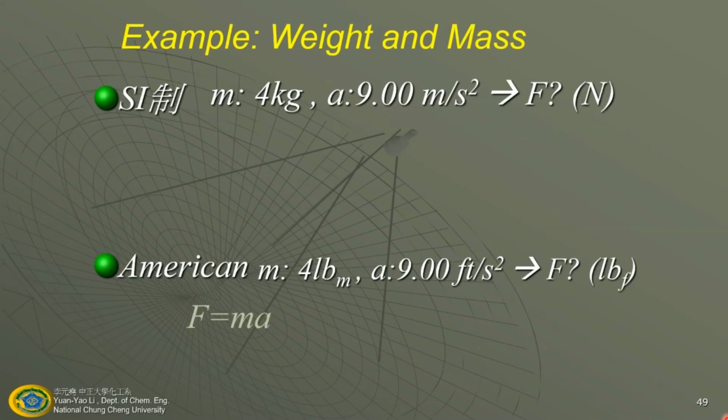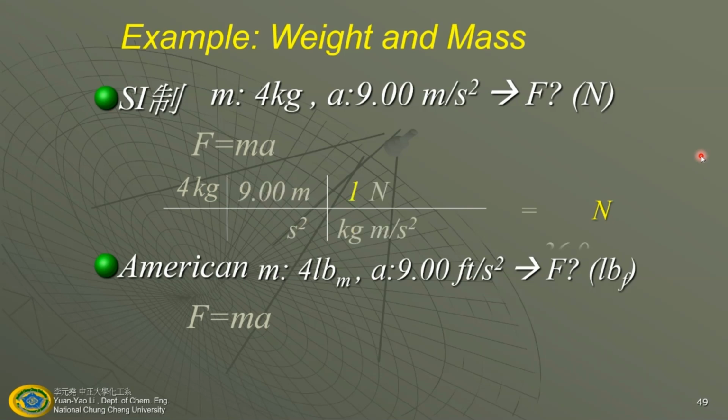So let's do a very simple exercise. For the SI system, weight and mass. If you have a 4 kilogram mass and the acceleration is 9 meter per second square, and we want to know the force, it's an easy calculation. It's 36 newtons. We already put this acceleration here.